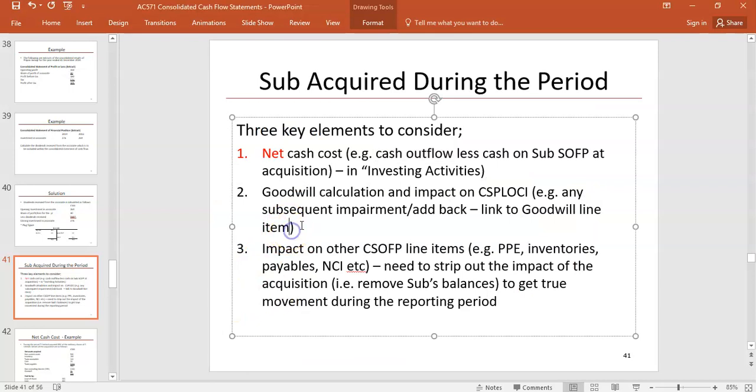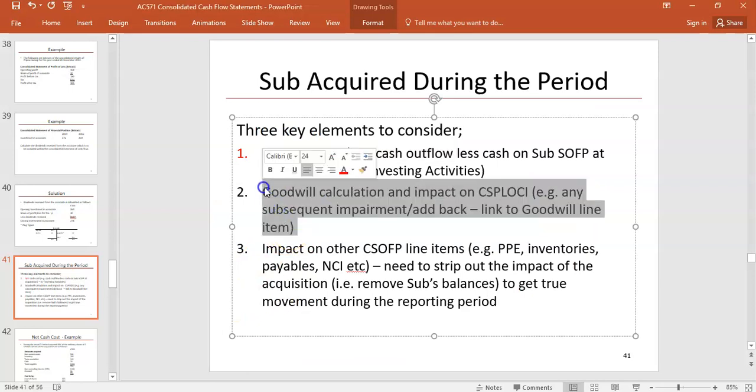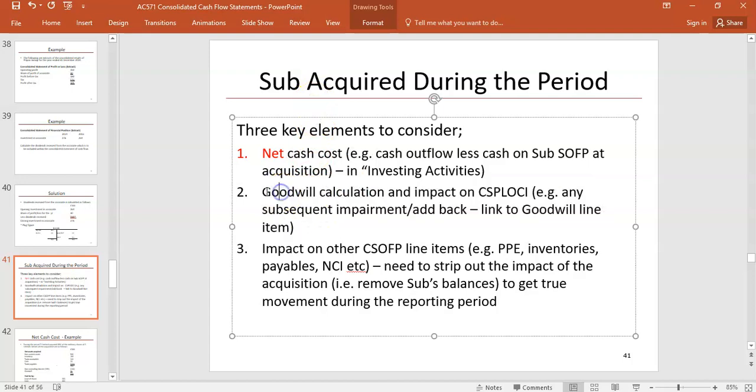You then have to look at the goodwill calculation, because if you acquired a subsidiary during the year, that may help explain the movement in goodwill from the opening to the closing goodwill. And you'll see that in a couple of the questions we'll go through.